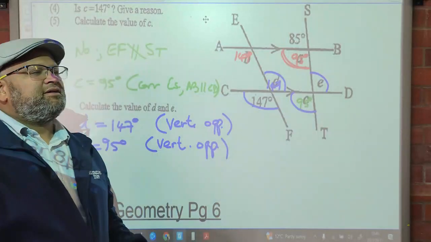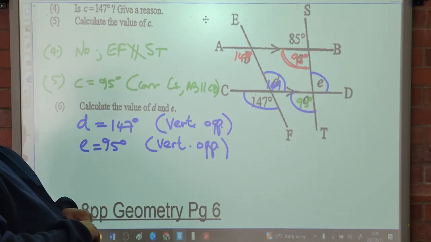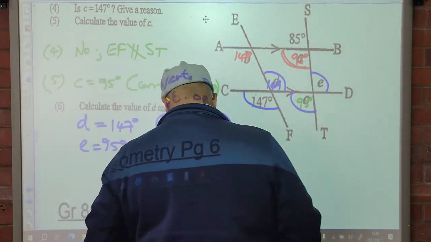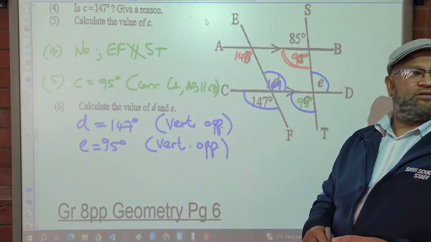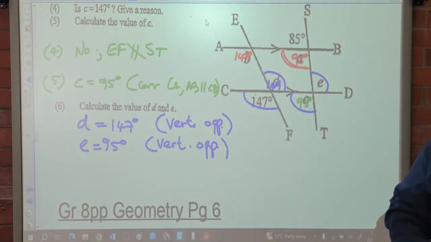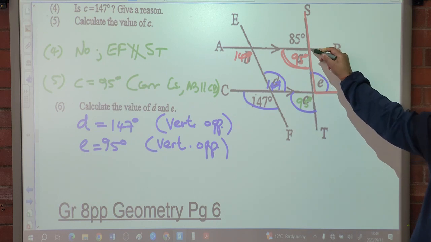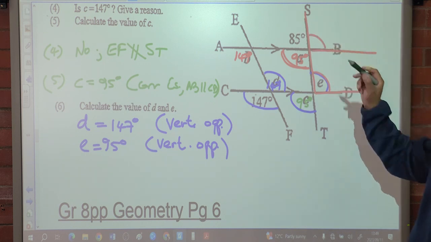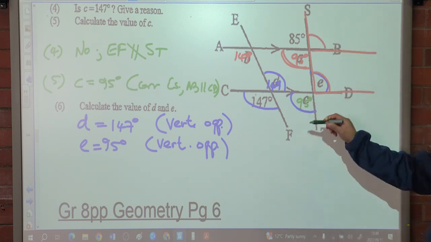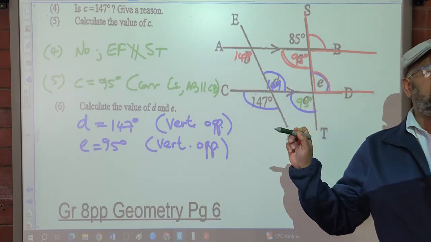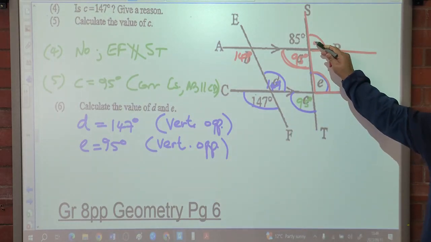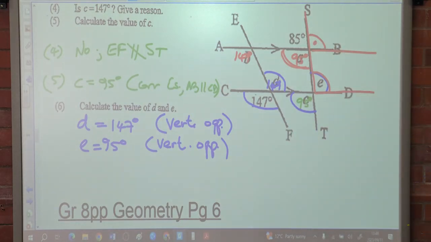Sir, can it also be corresponding? Can E also be corresponding? If you look at corresponding angles, that E will be corresponding to that angle. So you can't at this point use corresponding. Why? Because we don't know what the size of that angle is.